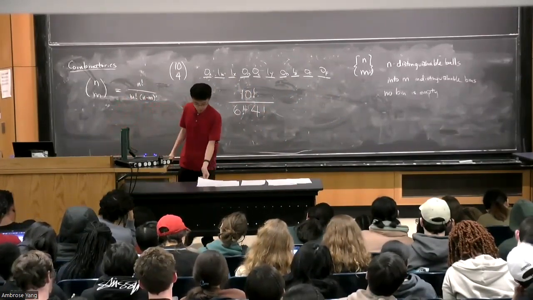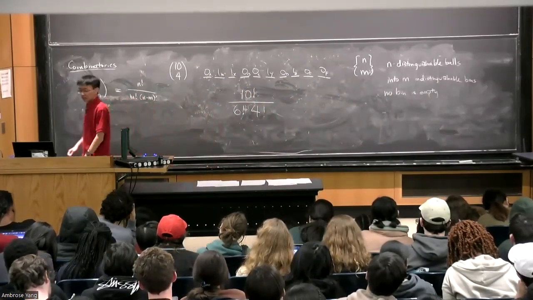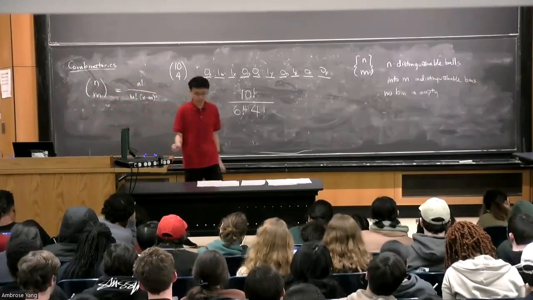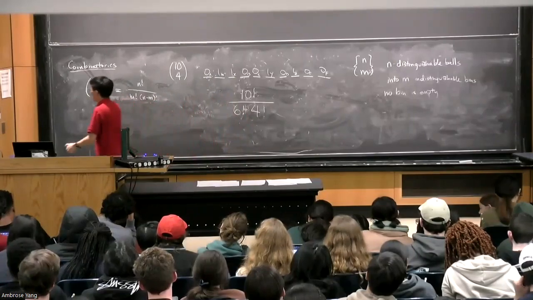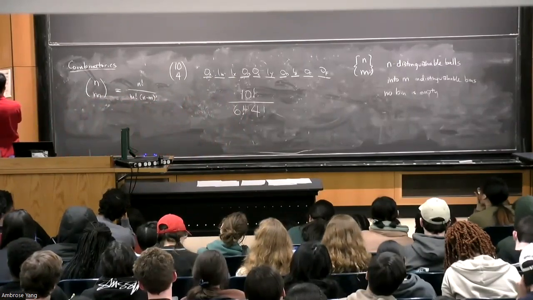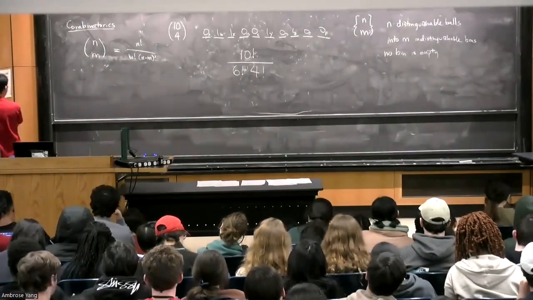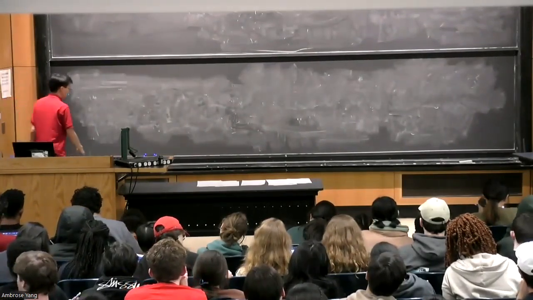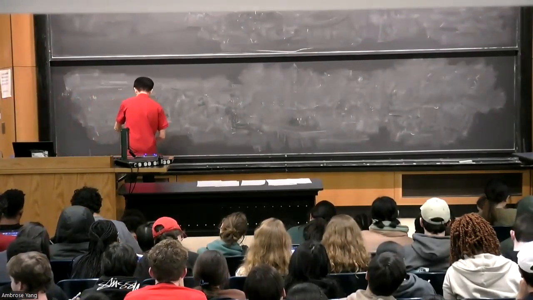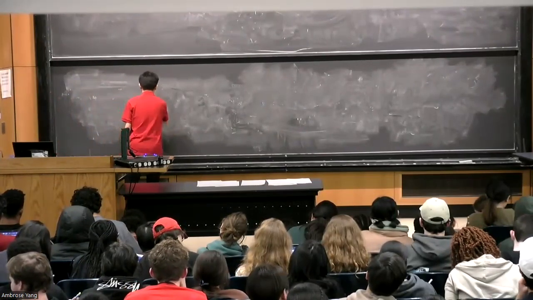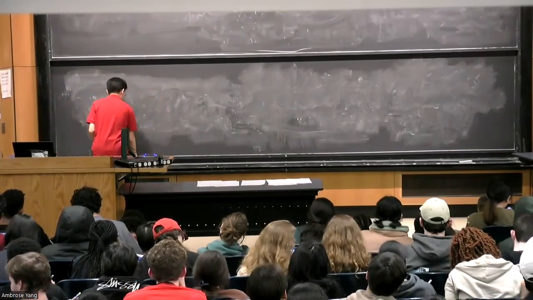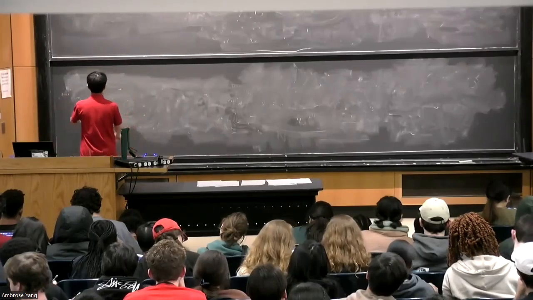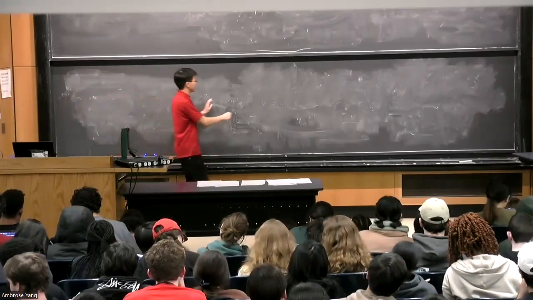I now want to go over that table of various types of occupancy problems, distinguishable and indistinguishable. So I'm going to draw this table maybe here.